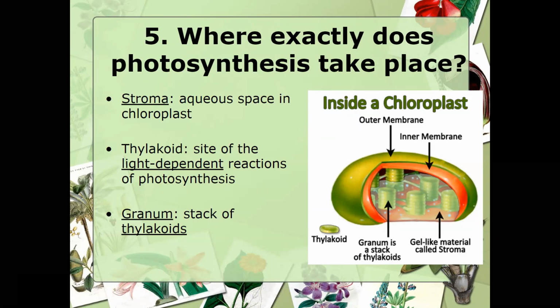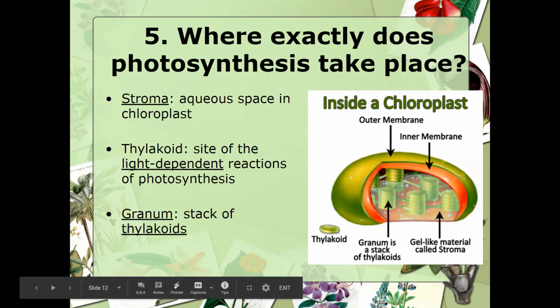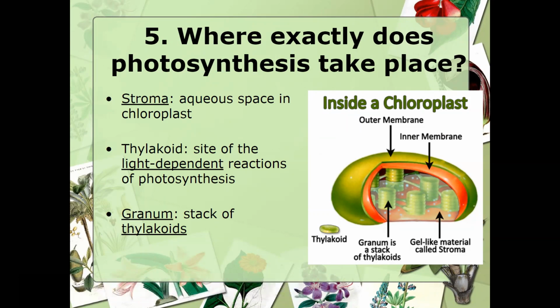So once again, we're summarizing. Stroma is the aqueous, or liquid, space inside the chloroplast. I highly recommend that around the word aqueous in your notes, you make a note and say liquid, because you've probably never heard the term aqueous before. To remember that it means the liquid space in the chloroplast, write the word liquid next to it.